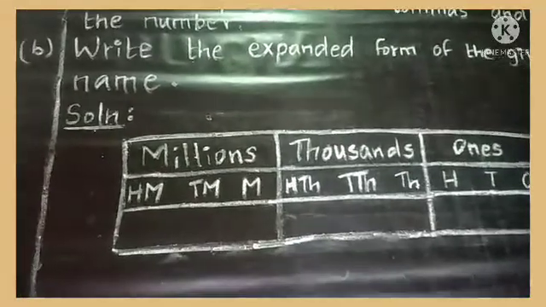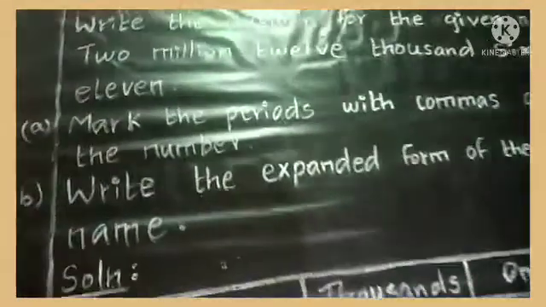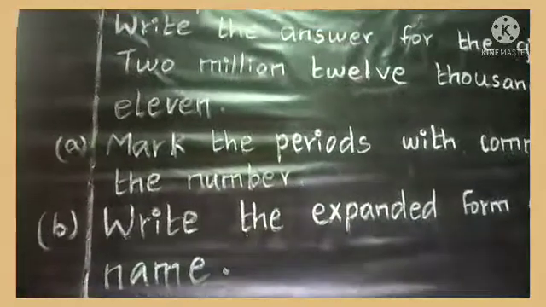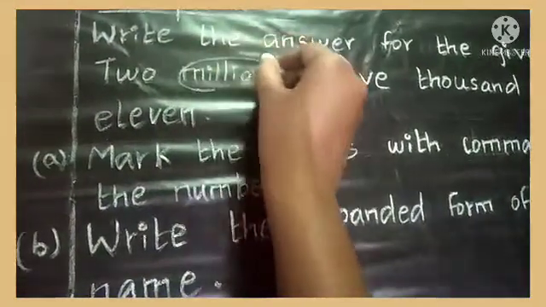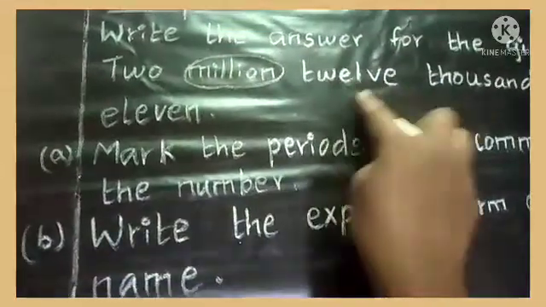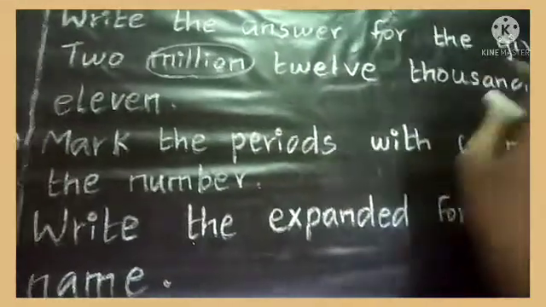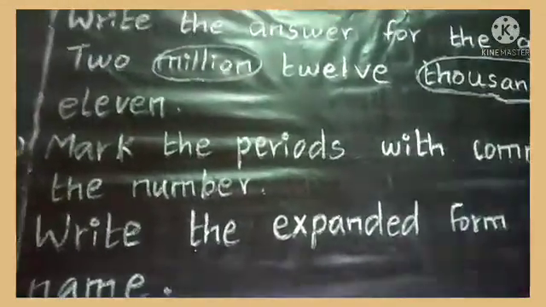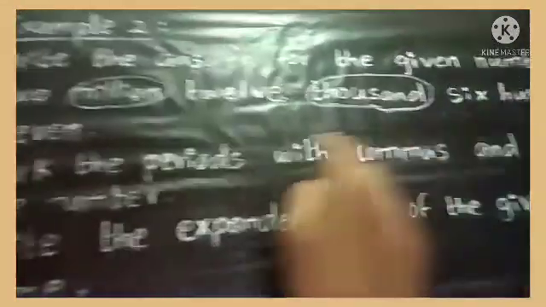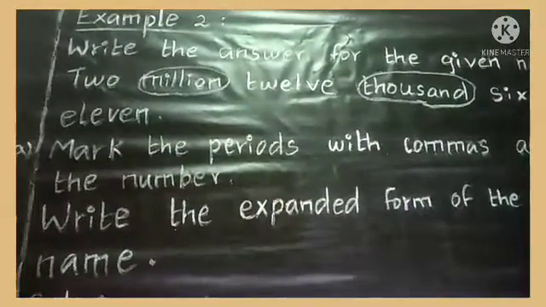Children, take your pencil. Circle the period in the given number name. Here 2 million. Million is the period, so circle it. 12,000. Here 1000 is the period, so circle it. Then 611 is the ones period, read it together.